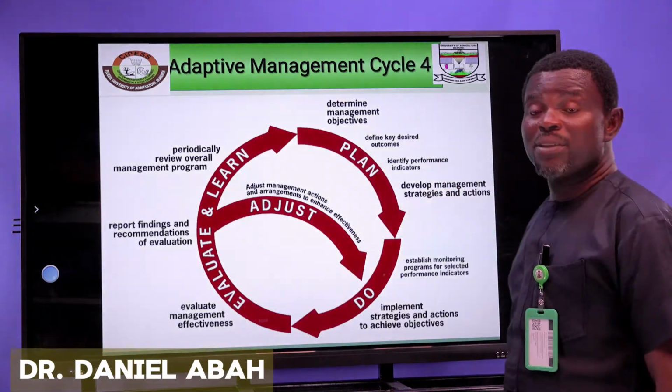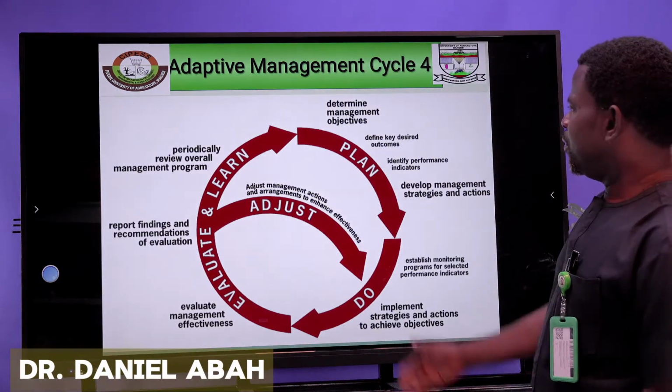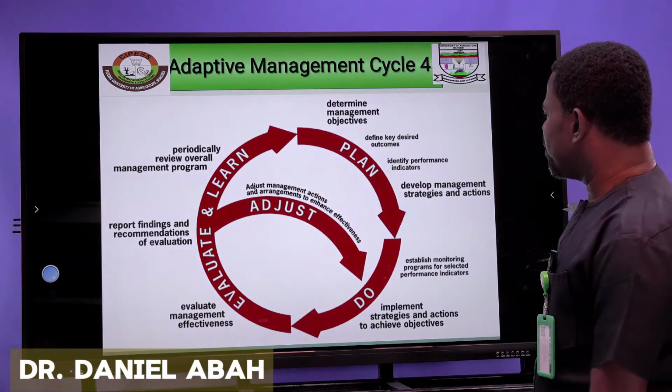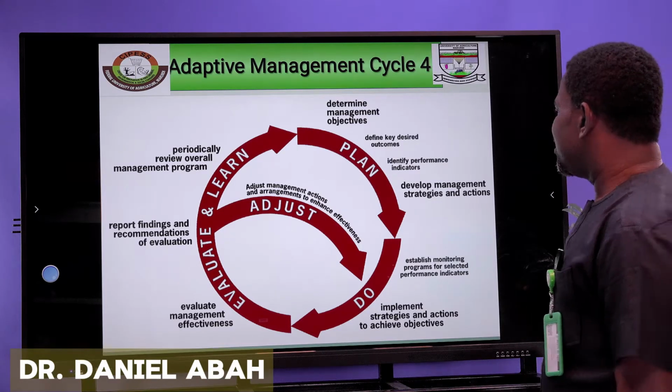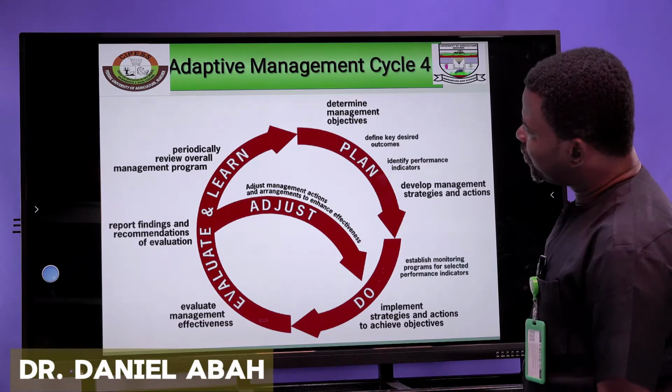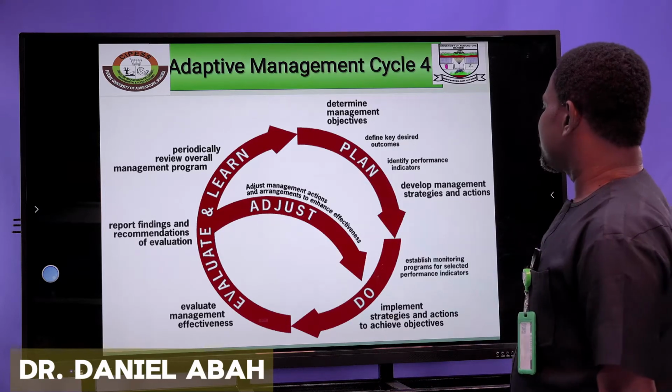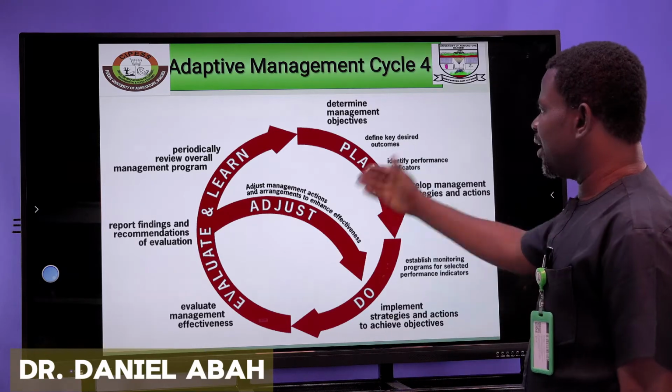Let's look at the adaptive management cycle. Call it adjustment: management action and arrangement to enhance effectiveness. Evaluate and learn. Start: plan, do, and adjust.